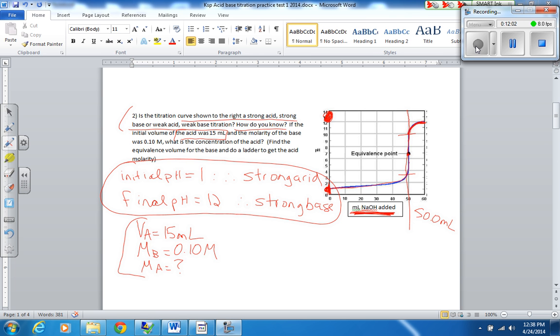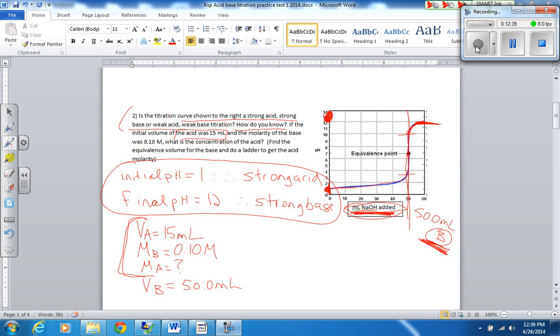Over here, you're told milliliters NaOH added, so I know just from that curve that this is milliliters of base. But I could also tell from the ending pH. The ending pH is basic, therefore the equivalence volume is for a base. Other way you could tell, right here, which volume is missing? The base. So V base is 50 milliliters.